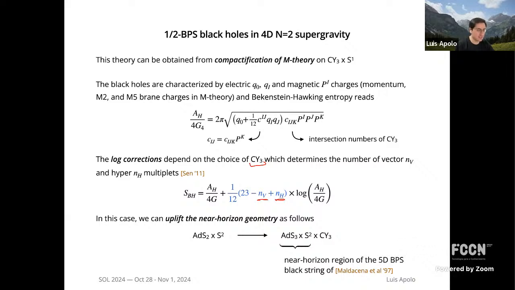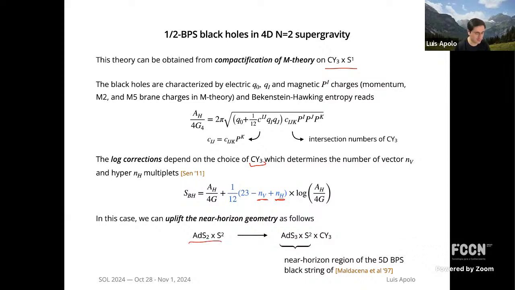So you can think of this theory, one of the ways you can obtain this series is from a compactification of the theory on a Calabi-Yau threefold times a circle, okay? So the goal is to reproduce these logarithmic corrections with the technology that we have developed. And we proceed as in the previous two cases.